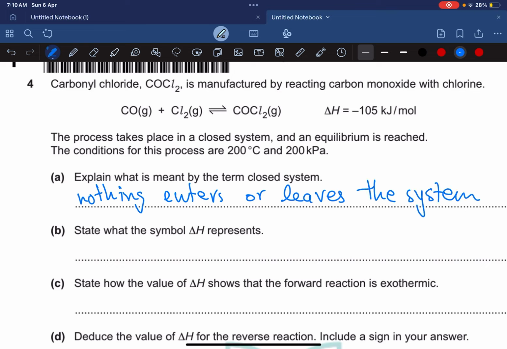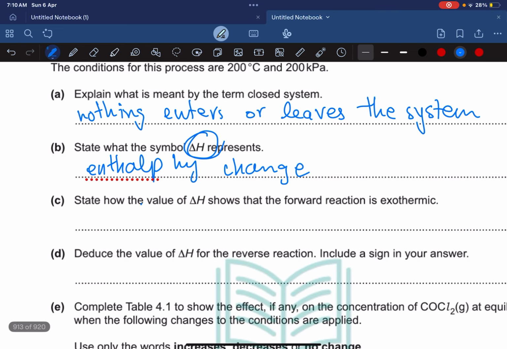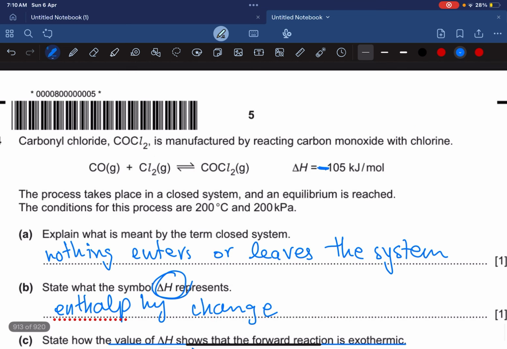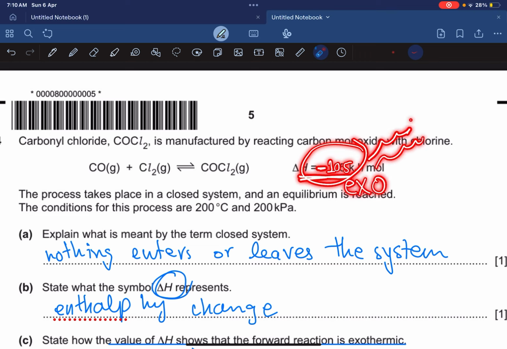Okay? State what is meant by delta H. Delta H is simply your enthalpy change. Enthalpy change can be negative or positive. In this case, it's negative. State how the value of delta H shows that the forward reaction is exothermic. Delta H is negative. This negative sign with negative 105 tells us that this is an exothermic reaction because energy is being released. Greater energy is being released than absorbed.